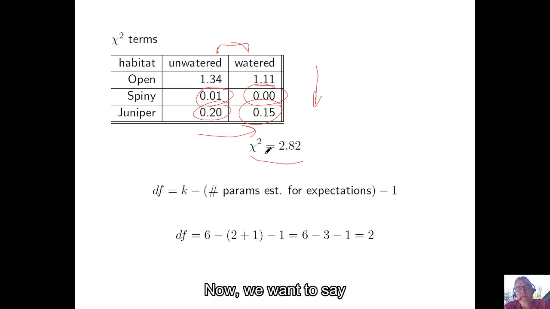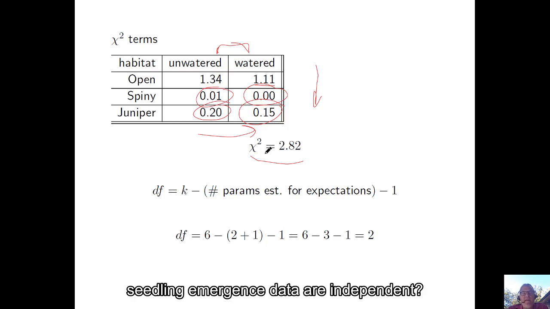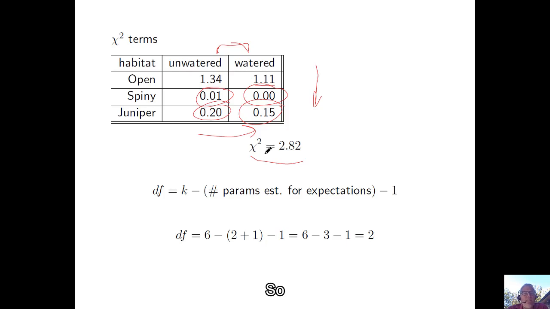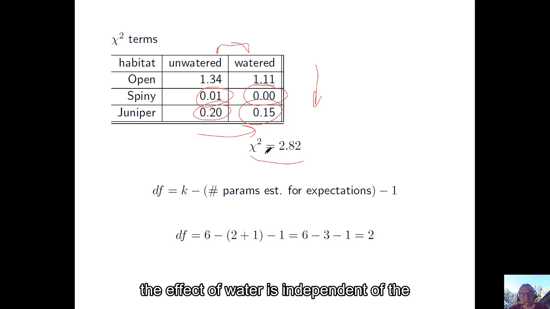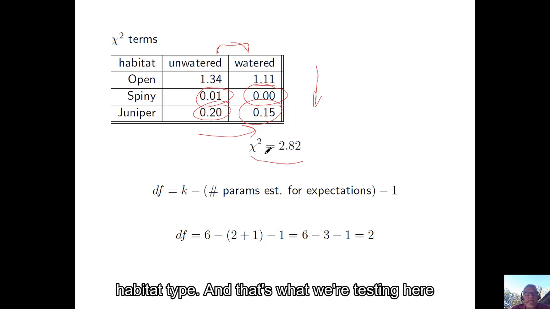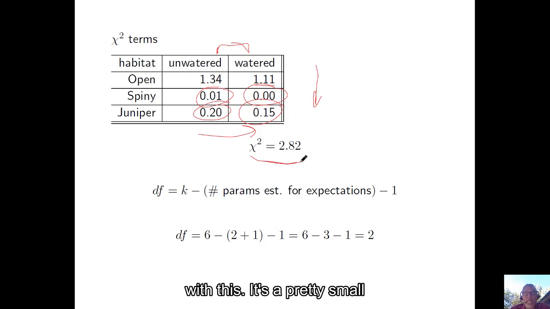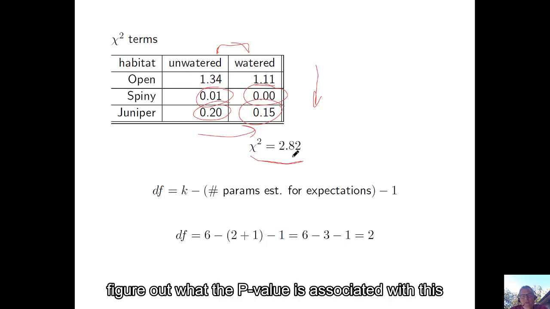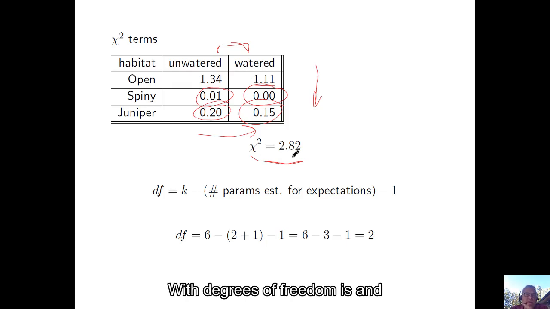Now, we want to say, is that a large number or not? Can we reject the null hypothesis that these different seedling emergence data are independent? So the hypothesis, again, is the effect of watering is independent of the habitat type, and that's what we're testing here with this. It's a pretty small chi-squared test statistic, but in order to figure out what the p-value associated with this test is, we need to know what the degrees of freedom is.